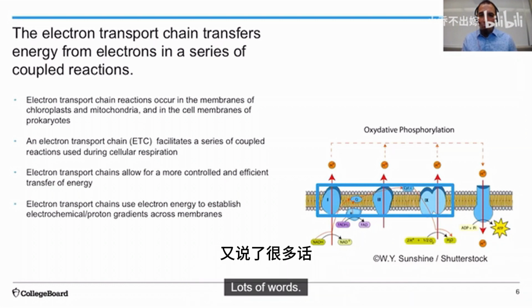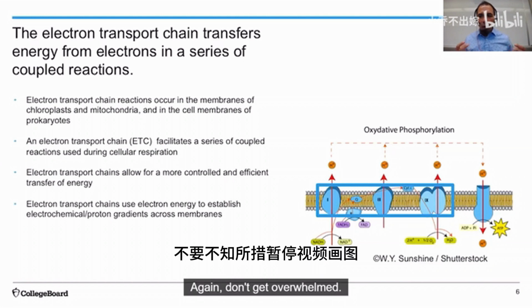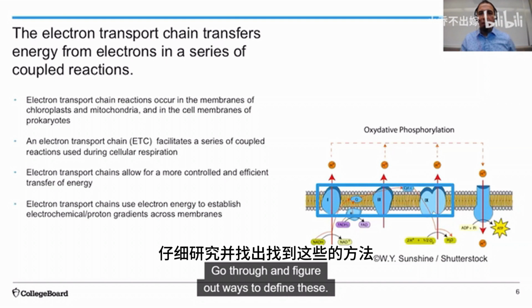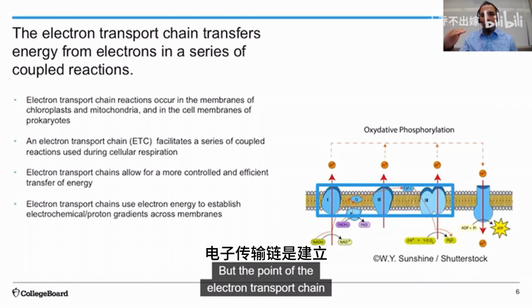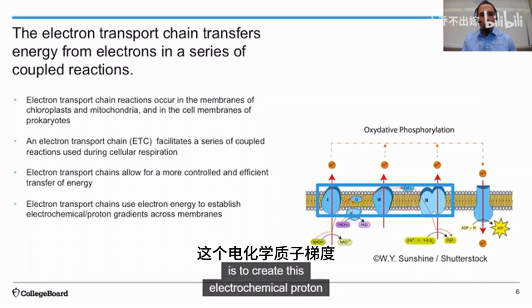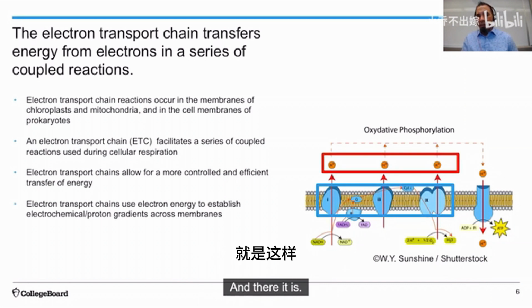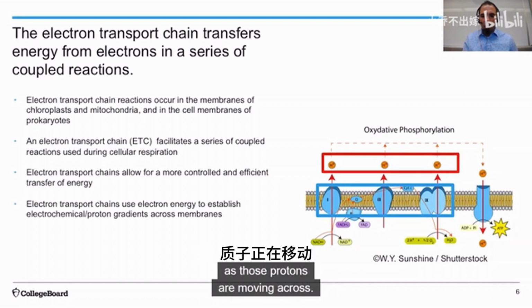The electron transport chain uses electron energy to establish, again, an electrochemical proton gradient across a membrane. Lots of words. Again, don't get overwhelmed. Pause the video, draw the picture, go through and figure out ways to define these. But the point of the electron transport chain is to create this electrochemical proton gradient. And there it is, creating that gradient as those protons are moving across.